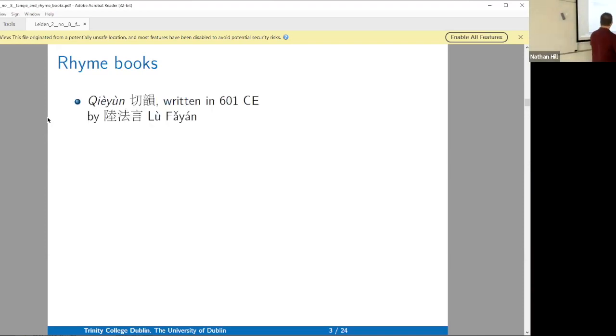Now we turn to the rhyme books. The first rhyme book we still have, although we don't have it, so let me try and make that more precise. The first rhyme book that we have a later version of that's complete is the Qie Yun, which was written in 601, and it's by Mr. Lu Fan Yan. And the story of it is very fun, which is that his father was a great poet and a gentleman, and he had a bunch of poet gentlemen over for dinner and wine, and then they started talking about poetry and how to rhyme properly, and then they got into an argument about, should you rhyme like this, should you rhyme like that?